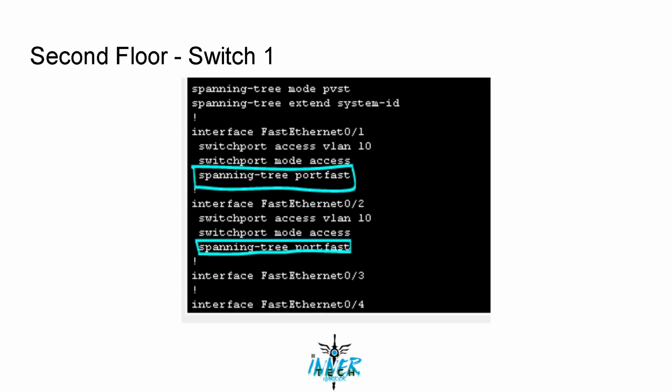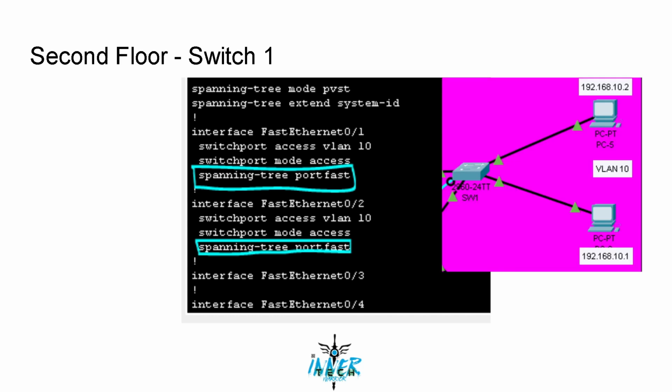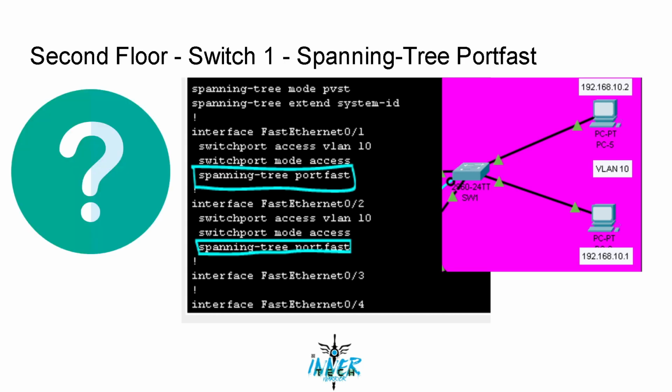Notice in the show run command that interfaces FA01 and FA02 have spanning tree portfast commands on them. These two interfaces are connected to the two PCs in this network segment. So what does spanning tree portfast do?